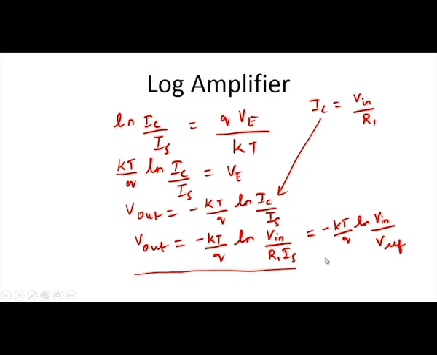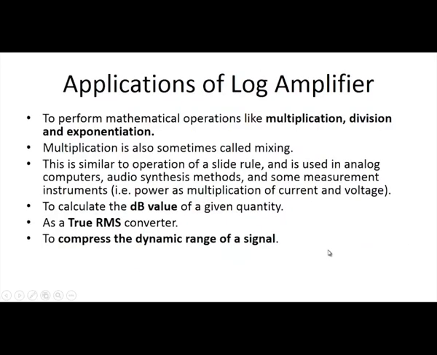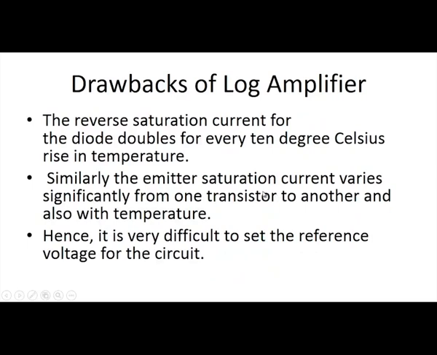Here there is a drawback in this logarithmic amplifier, which is this saturation current. This will not be a constant value. When the temperature increases, the saturation current will also increase, and for that we have to use some compensation techniques. Here the reverse saturation current for a diode doubles for every 10 degrees Celsius rise in temperature. Similarly, the emitter saturation current varies significantly from one transistor to another with the temperature. So, it is difficult to set the reference voltage V reference for the circuit. So, this is the drawback.